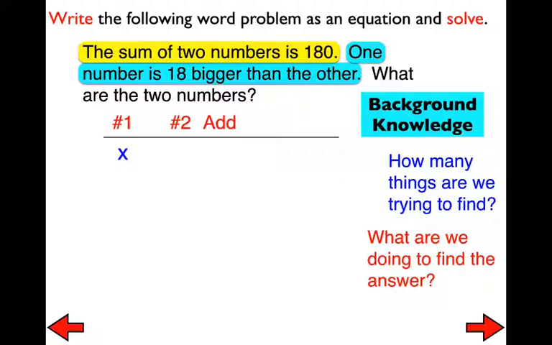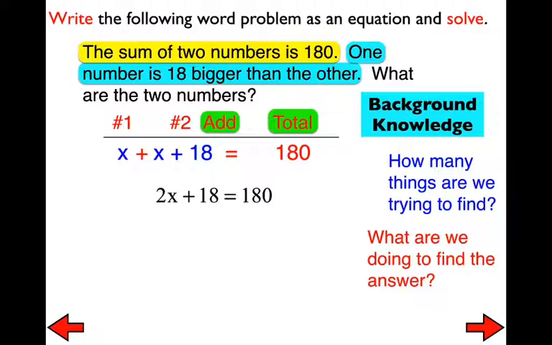Well, in the second sentence, since it said that one number is 18 bigger than the other, that makes the second number 18 bigger than the first one, which is x, so that would make the second one x plus 18. From there, we add those two expressions together because that's what we have to do to find the answer. The sum of two numbers is 180. And then from there, we set up our equation. They're supposed to add together to make 180, and then combine like terms, solve the two-step equation, which we've done over and over and over again.